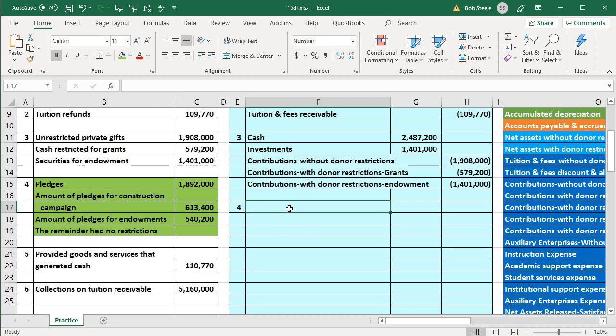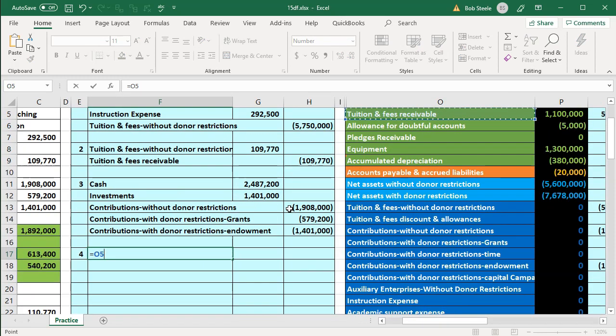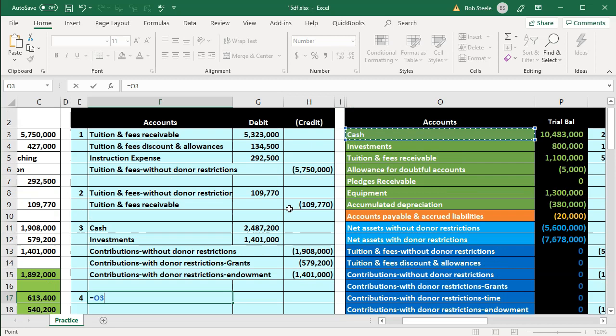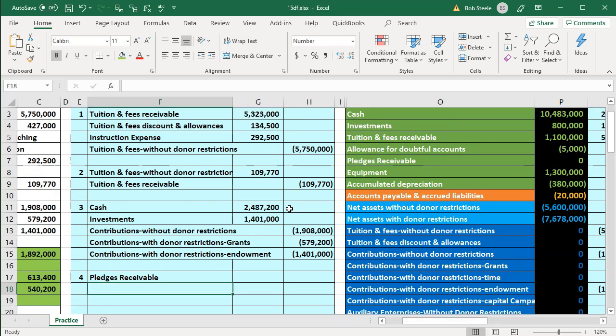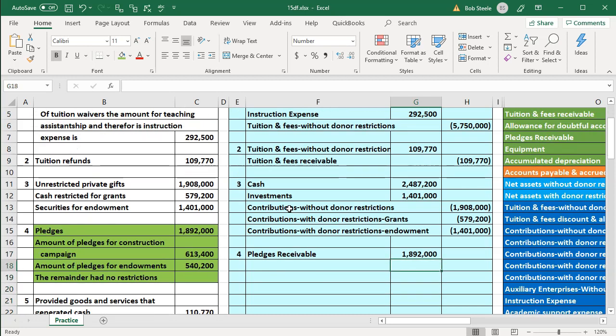We're going to start off with the receivable then. We're going to scroll over and pick up the accounts receivable up top. We're going to pick up the pledges receivable. Pledges receivable. That's going to be the debit for the amount of $1,892,000.